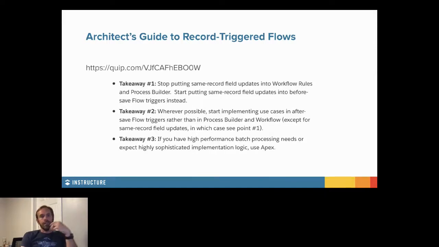Now let's jump into this Architect's Guide to Record Trigger Flows, which I mentioned. I've got a link here, and I've also got a link at the end of the presentation. I've also got it up so we can look at it together. This is according to Salesforce, this is what they're saying. They say don't put your same record field updates into workflow rules or Process Builder. Put them into your before save flow triggers instead, or Apex. I'll add Apex, because before save Apex triggers can give you the same benefits.